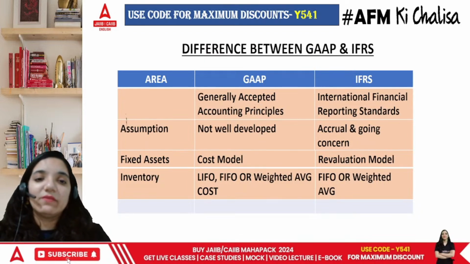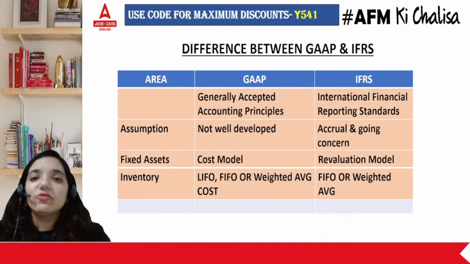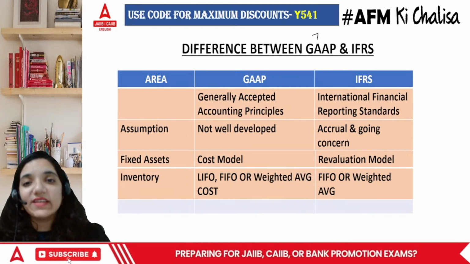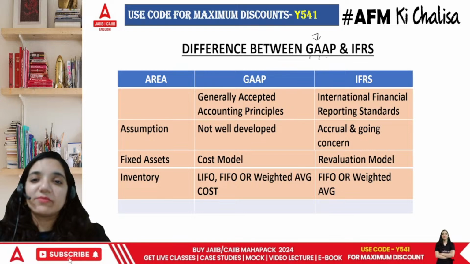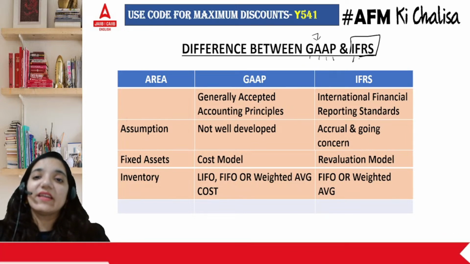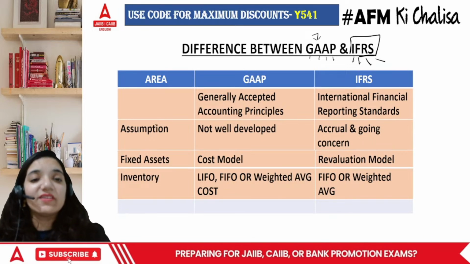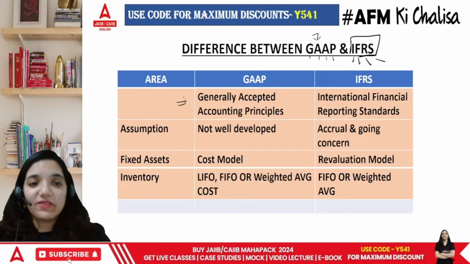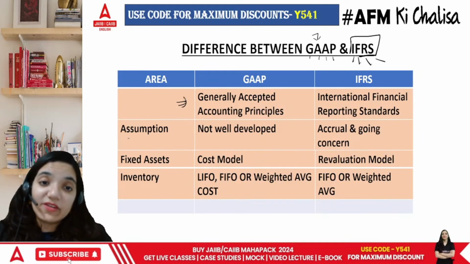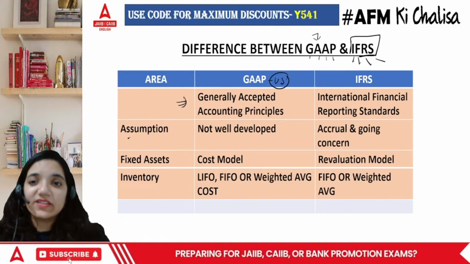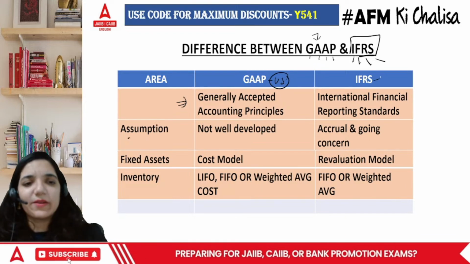Everyone, now comes a very important area. There are two different kinds of standards. One is GAAP, Generally Accepted Accounting Principles, and the other is IFRS, International Financial Reporting Standards. So these are two different areas. The full forms are given here. What is the difference between the two? GAAP is exclusively used in the US and IFRS is used at the international level everywhere.